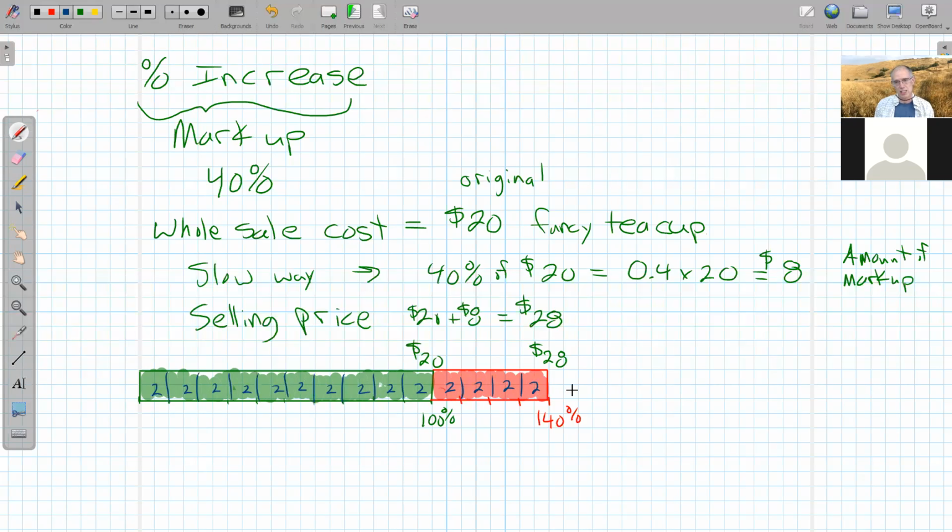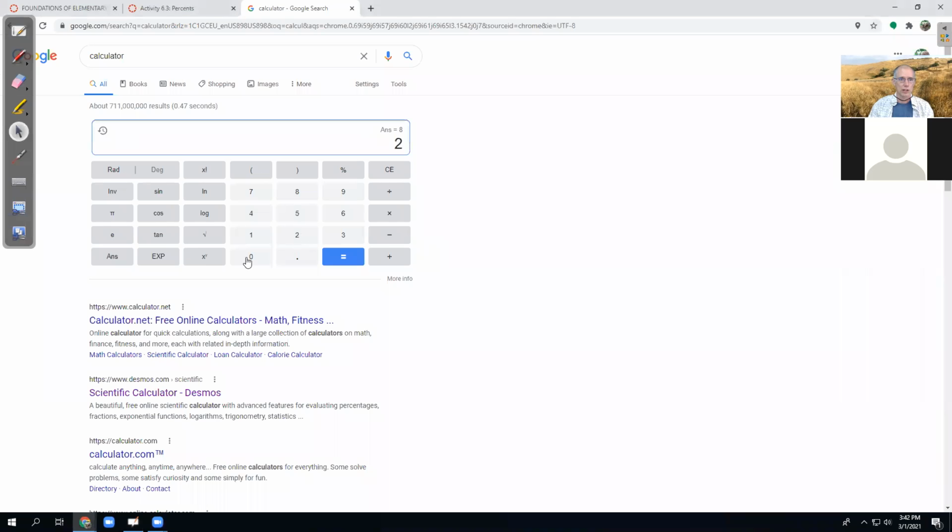And so I can visually see the extra $8 that's going on in there. And then this allows me to solve harder problems too. So a lot of things this picture gives me is an alternative to the slow way, which would be to just say, starting with $20, find 140% of that. So we can double check on our calculator that 20 times 140% is $28, which is what we thought it was the slow way.